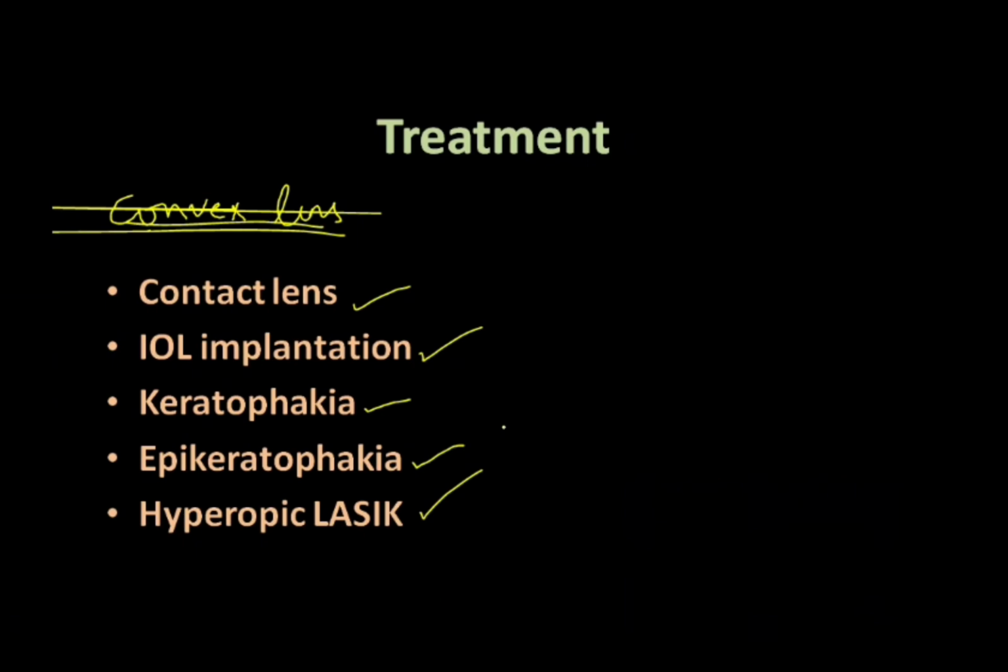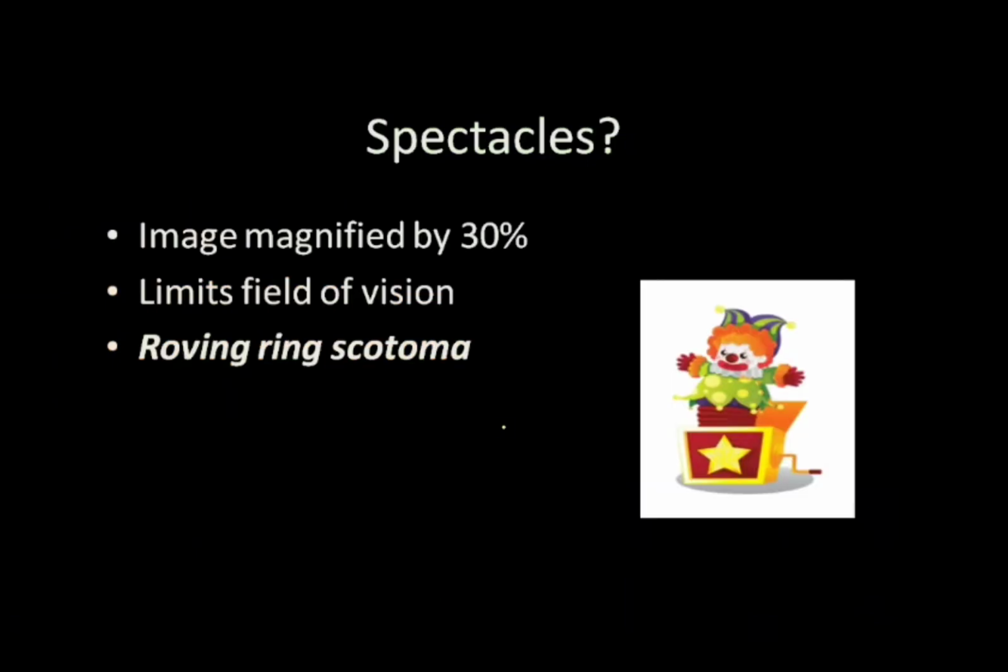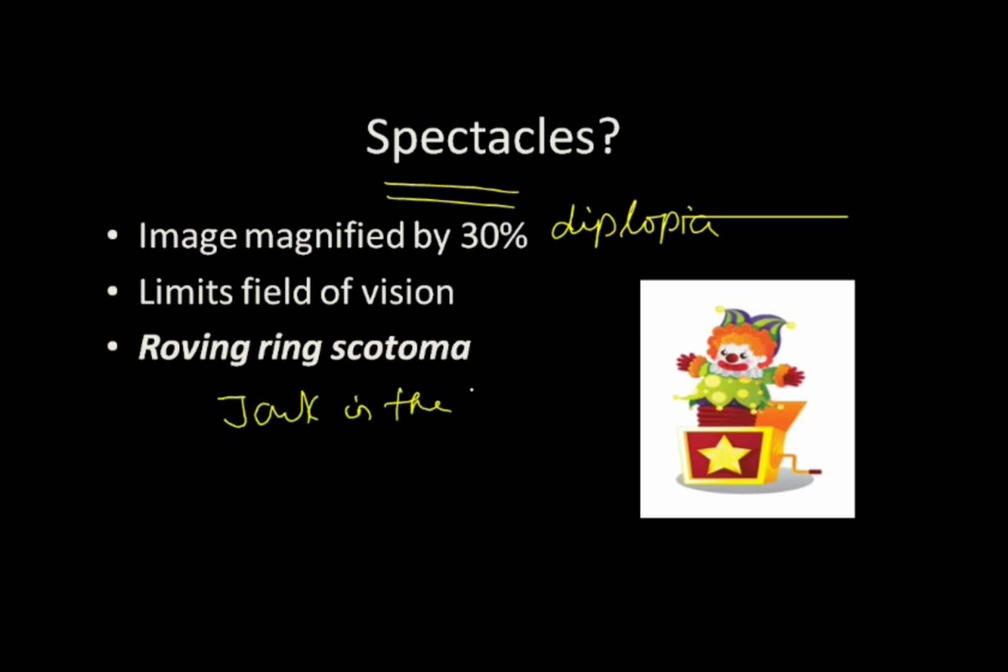Now can you give spectacles? Giving spectacles to these patients, what is the disadvantage it imposes? Usually the image is magnified by 30% with spectacles. So if you give them to people with unilateral aphakia, they can develop diplopia. And usually it limits the field of vision. And finally it also causes roving ring scotoma, which is also called the jack in the box phenomenon. So you better not prescribe spectacles for these people.